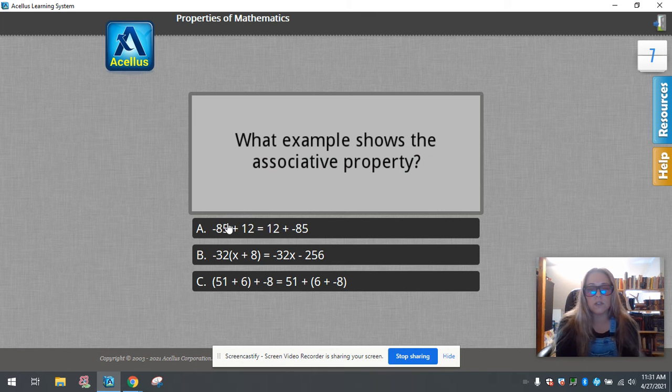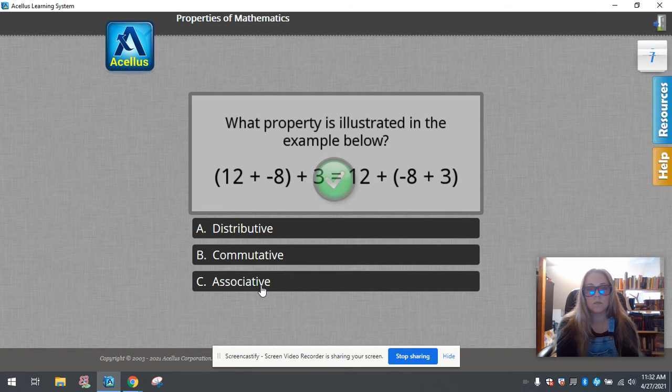So let's look at how these are set up. This one has no parentheses. This is the commutative. This one has parentheses, but it has no addition symbol between this. It's got nothing, so it's multiplication. So this is a distributive. This one has a number plus a number plus a number equals that same order, but the parentheses are just in a little bit of a different spot. So C is the associative property example.